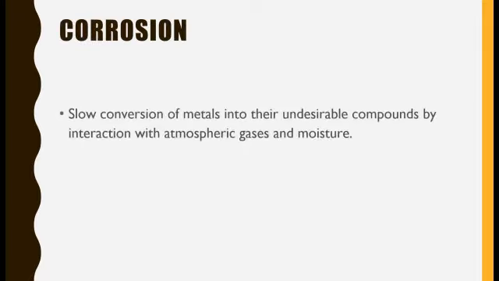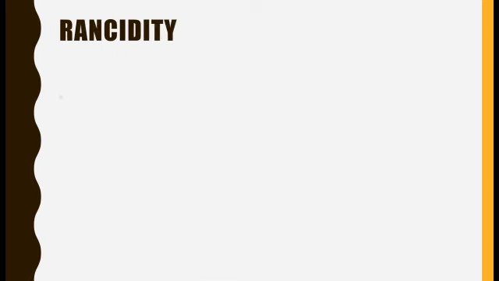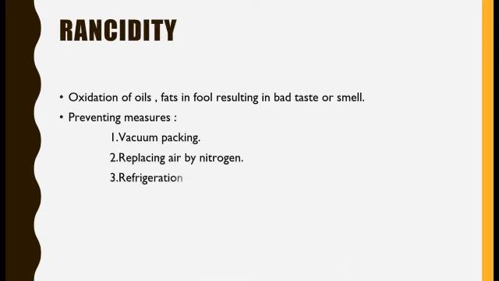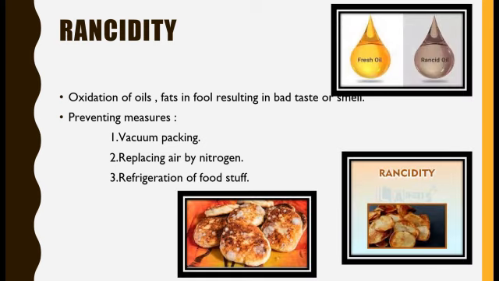And now let's go to the next topic, which is corrosion and rancidity. Corrosion. So corrosion is a process where a metal is converted to a form such as oxide, hydroxide or sulfide. So it's due to the interaction with atmospheric gases and moisture. Rancidity. So rancidity is when a substance containing oils or fats is exposed to air and gets oxidized and becomes rancid, due to which its taste, color and smell change. So this is known as rancidity.